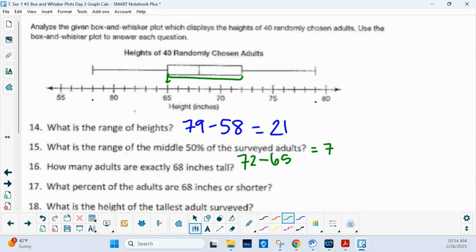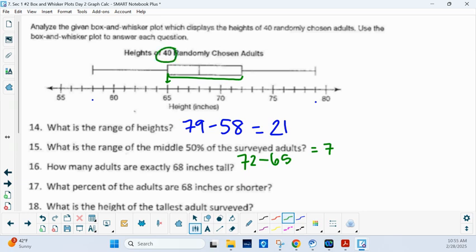Okay, how many adults are exactly 68 inches tall? Does a box and whisker tell you every data value? No, it only tells us these 5 things. But what is 68 on this graph? The median. Let's think about that for 1 minute.